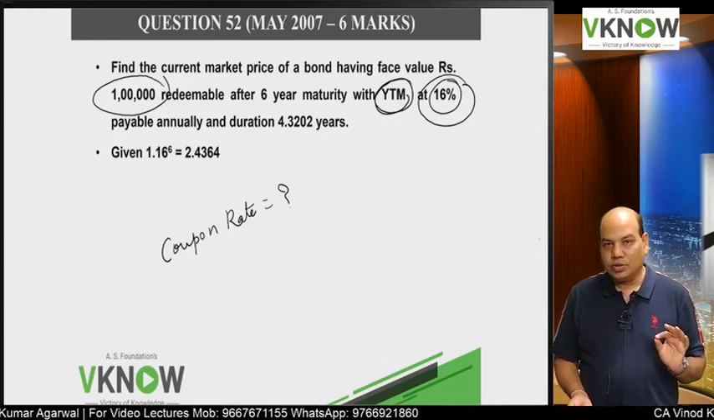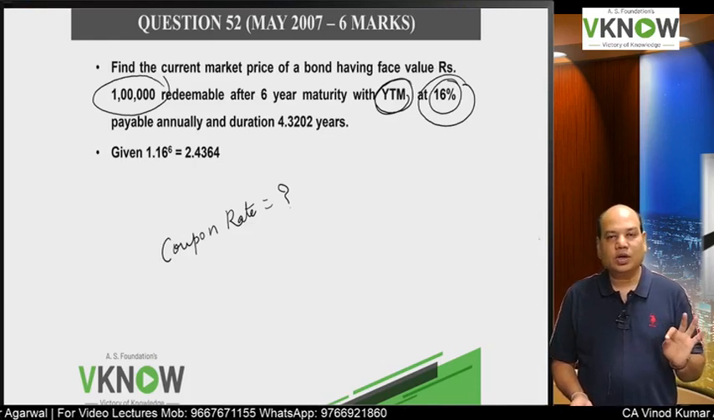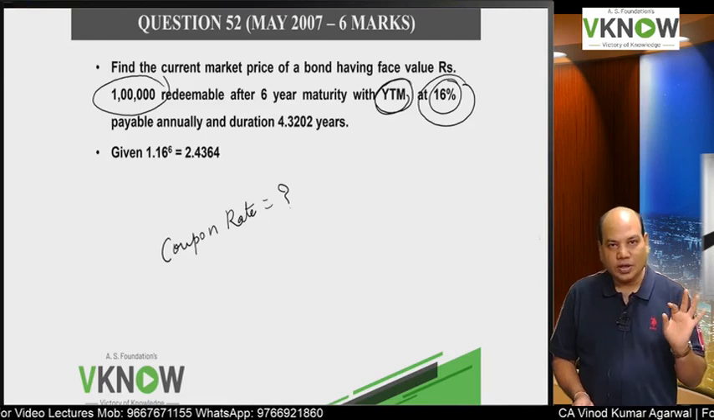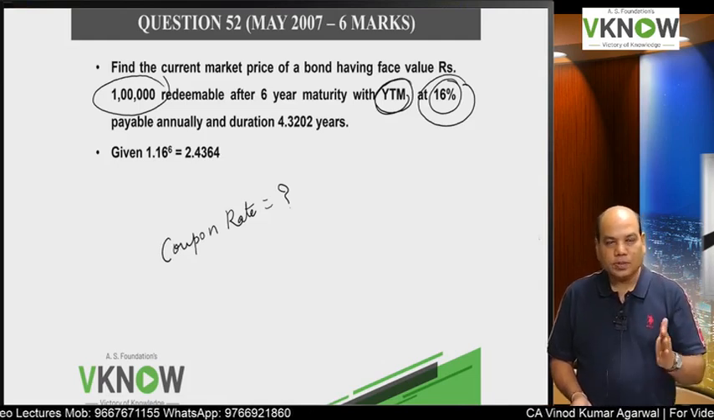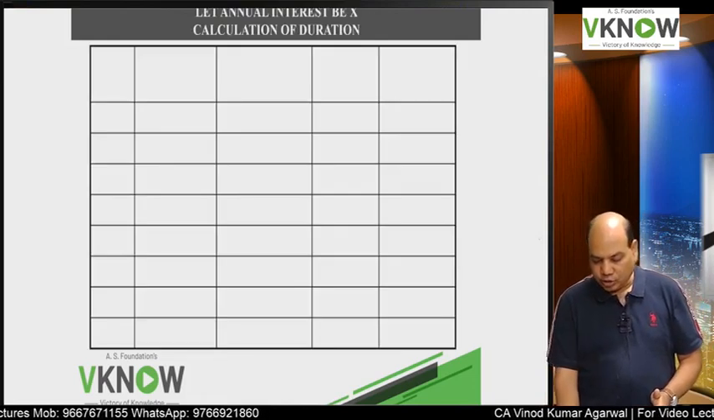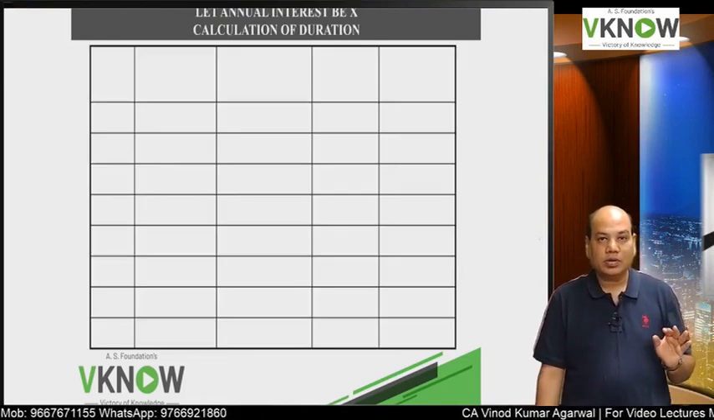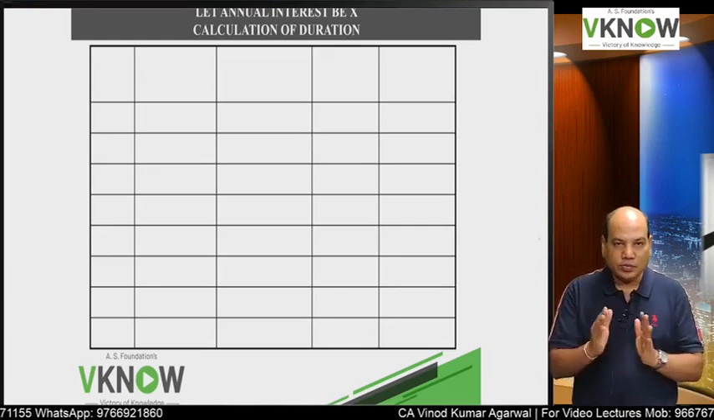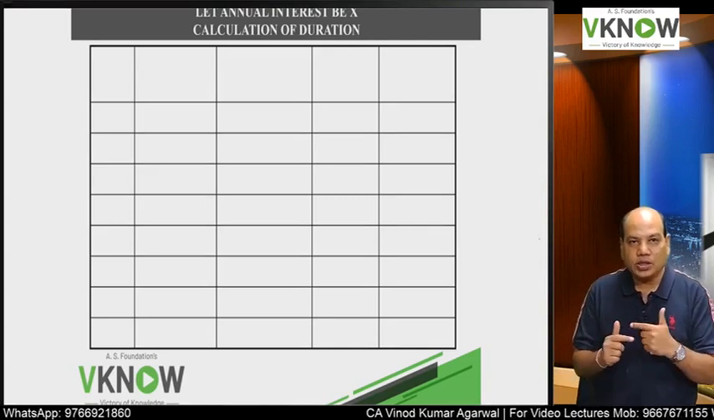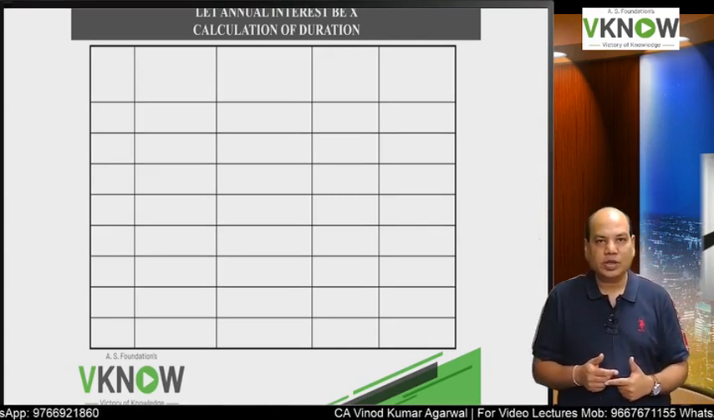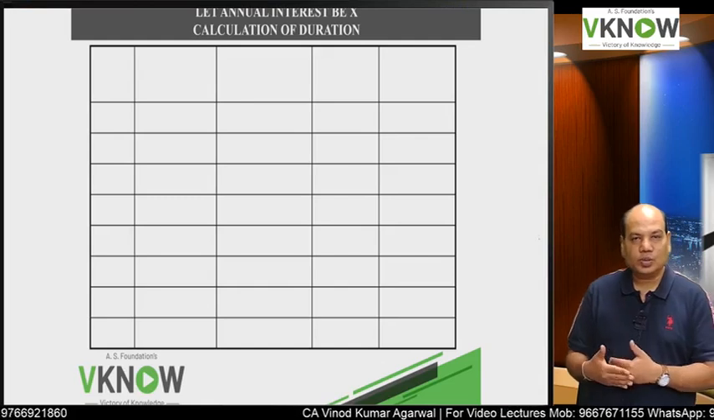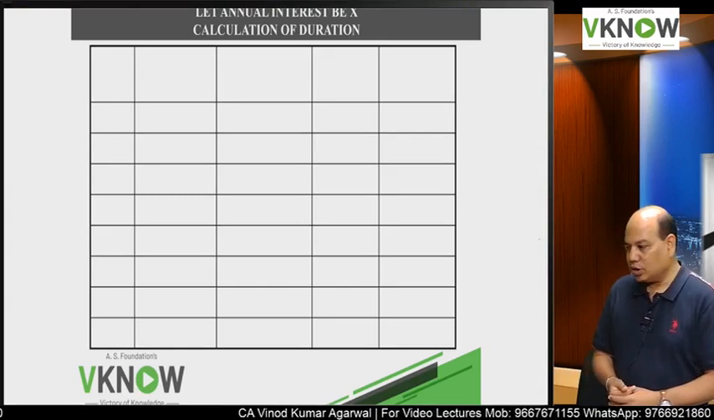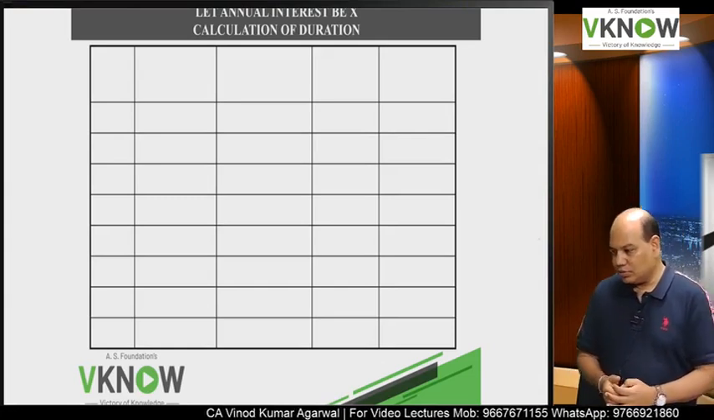So can we assume that the annual coupon amount is X and then solve the problem and try to find duration using X and equate the answer that you get, which will contain X, with the duration given in the problem? You will get the value of the X. So value of the X means you will be able to find out the coupon rate and then you will be able to easily find out the price of the bond. Okay, so that was the trick involved in this question.